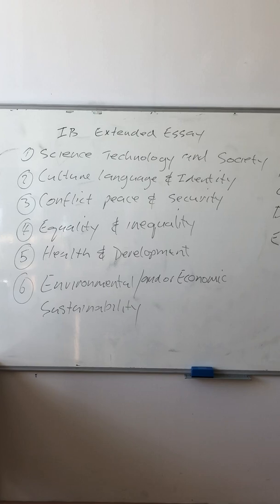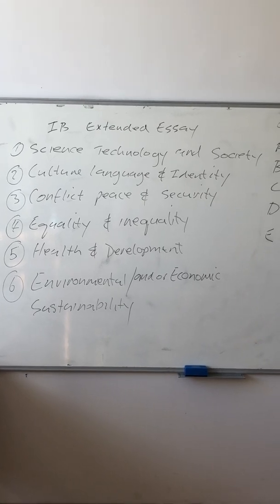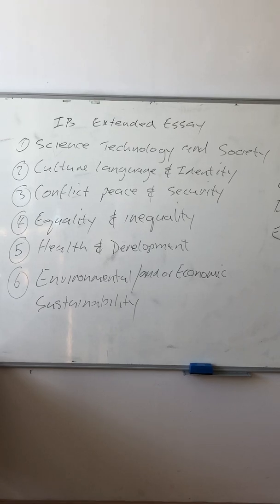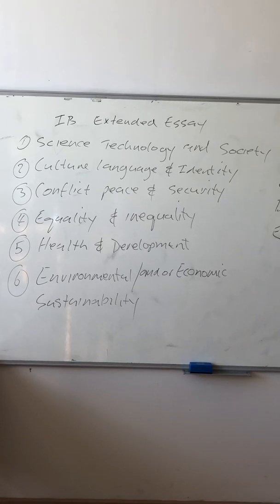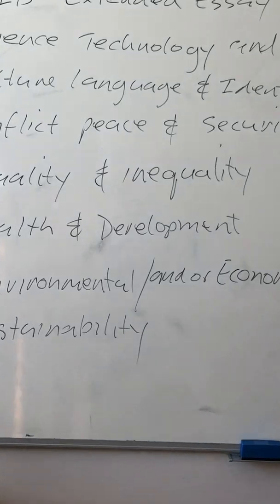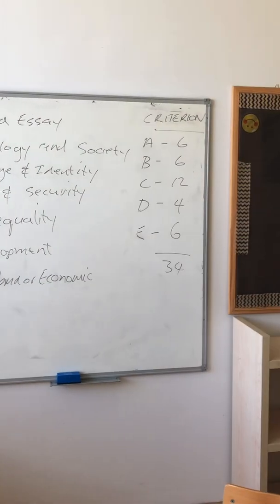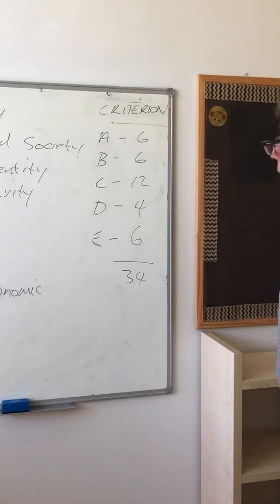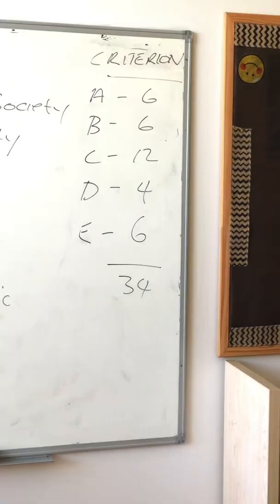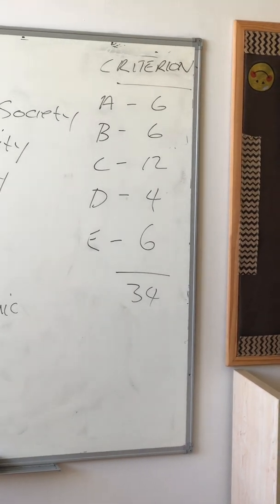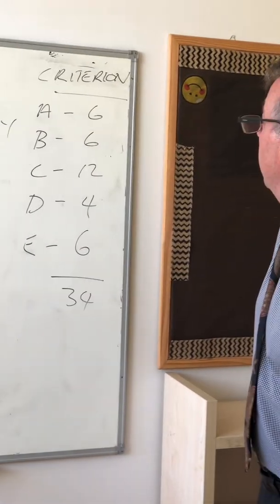So you've got science, technology and society, culture, language and identity, conflict, peace and security, equality and inequality, health and development, environmental or economic sustainability. Over to the other side, this is common to all the extended essays, which is the criteria. And I'm going to show you how to get a simple pass. So taking the 5 criteria.